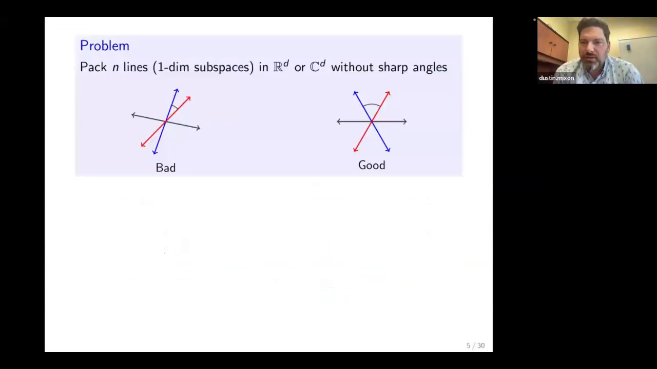We are interested in arranging lines in either R^D or C^D with the property that the minimum interior angle is as large as possible. The smallest interior angle, like this one right here, is the smallest interior angle for these three lines. That's too small. I can make it bigger. Here in this case, the smallest interior angle amongst all pairs is 60 degrees, and that looks pretty good.